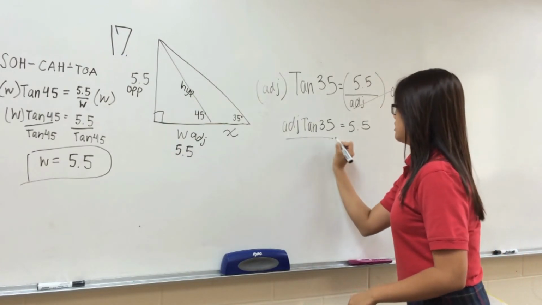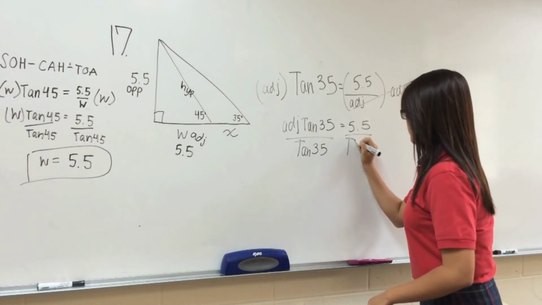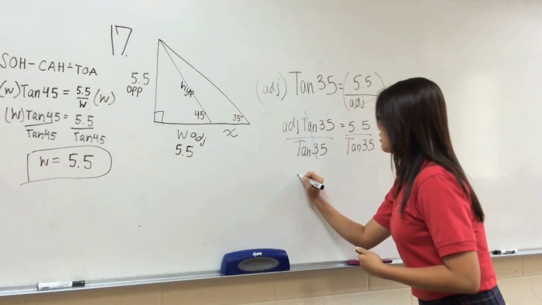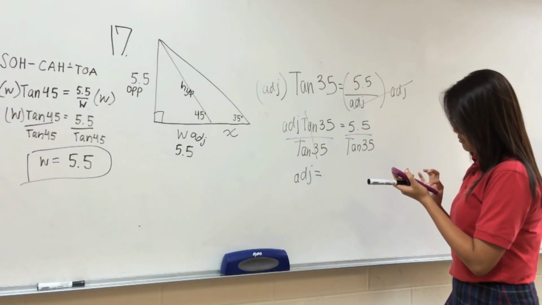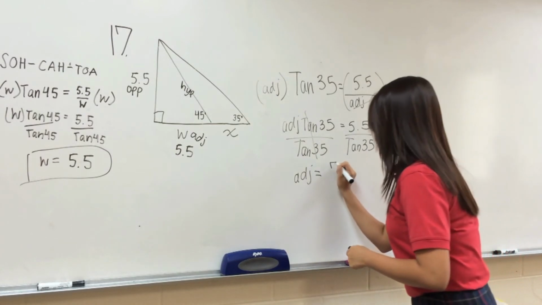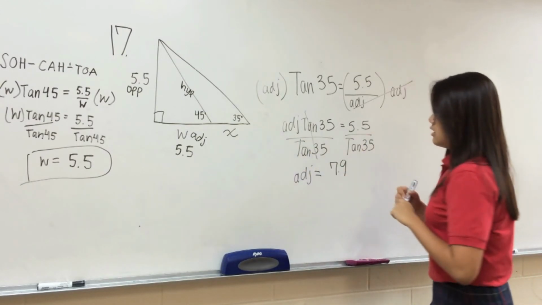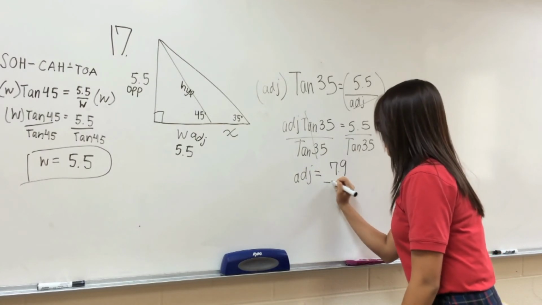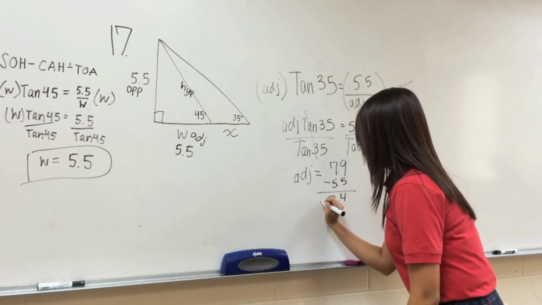And so I'll multiply. And I'm going to divide tan 35. I got 7.9 because I rounded to the nearest tenth. And so to find this x only, we'll take the whole adjacent minus W, so it'll be 7.9 minus 5.5, 2.4, and that's our x.